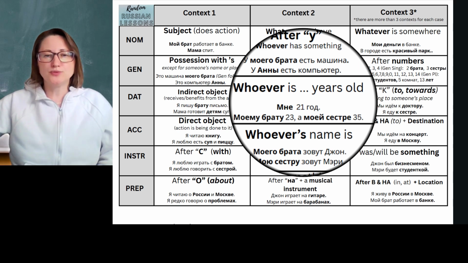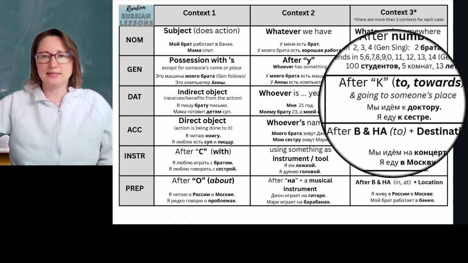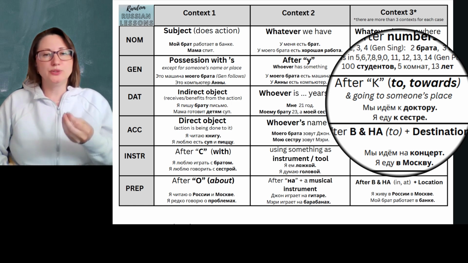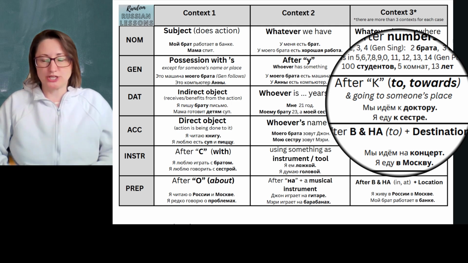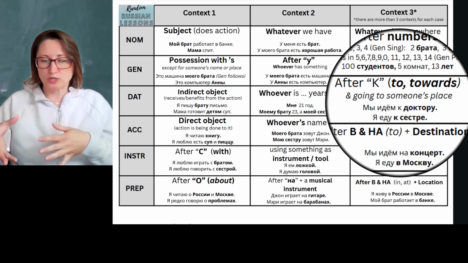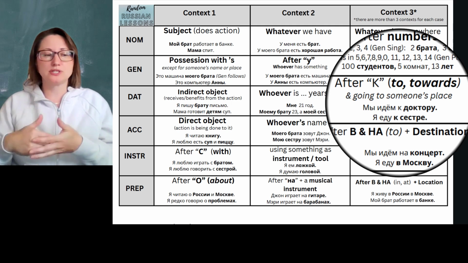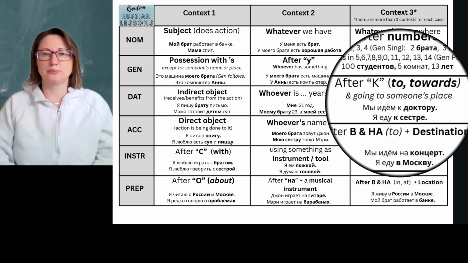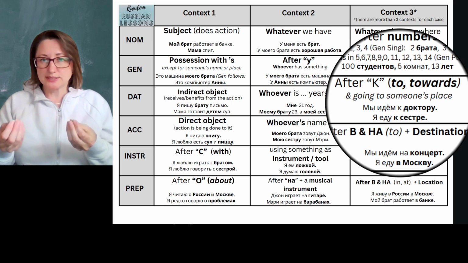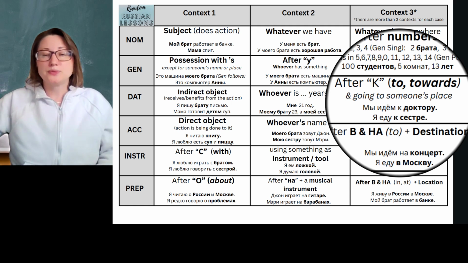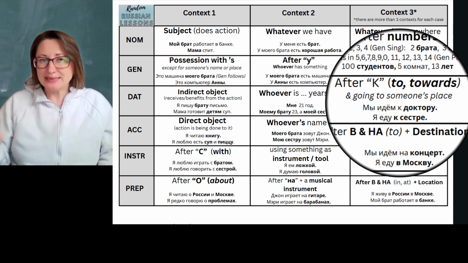Okay, let's move on to the next context. And that context is when we use dative case after the preposition k in Russian. It means to or towards. It can be just when you're walking towards something, but don't enter it. For instance, I'm walking towards the library because that's where we meet, but I'm not going to enter the library. So that would be k plus library. Library in Russian, biblioteka, will be in the dative case. But where we also use this context is, as you can see here, going to someone's place.